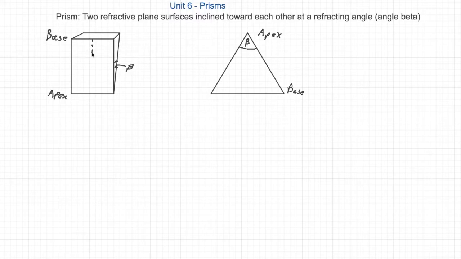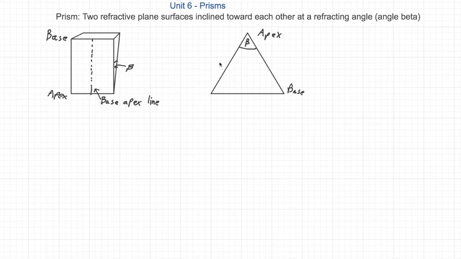Now, the imaginary line that connects the base to the apex in a prism is very logically called the base-apex line. Someone probably stayed up all night thinking about what to call it and came up with this name. And it makes a 90-degree angle with the edges that it comes into contact with.